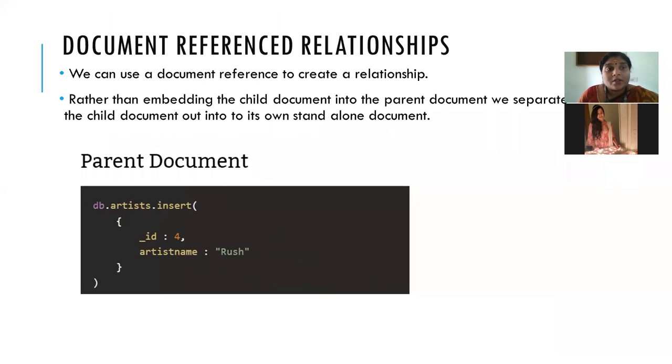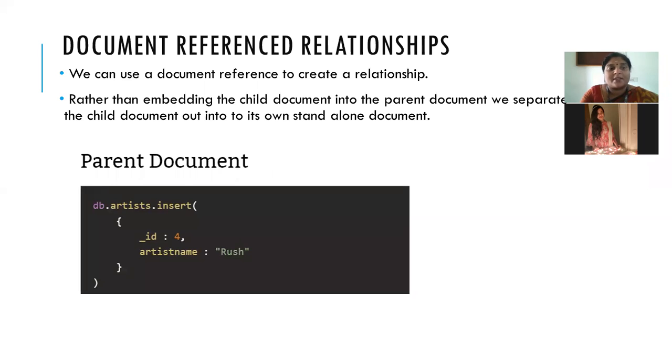Okay, so coming to the referenced relationship. How can we use a document reference to create a relationship? In the previous examples, what did we see? We embedded the child document into the parent document itself. So we were not segregating the parent document and the child document separately. In a reference relationship, we can keep the parent document separate and the child document separate, and both can act independently.